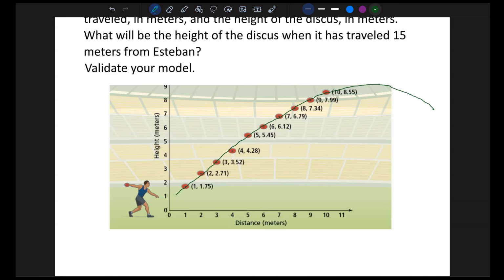So I have to write an equation for this, and we are going to use our calculators to do what we call a quadratic regression. That means we're going to give it some data, and it's going to give us an equation that's going to go with this set of data. So all of these x values, I have a 1, a 2, a 3, a 4, so on and so forth. And then all my y values, the 1.75, 2.71, 3.52, we're going to put those into the calculator.